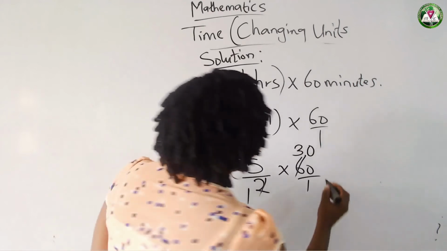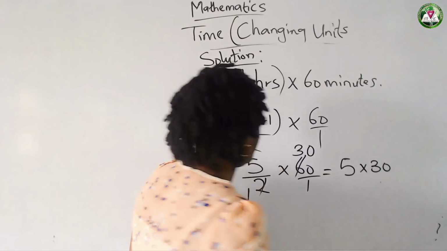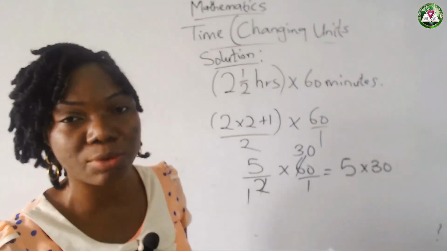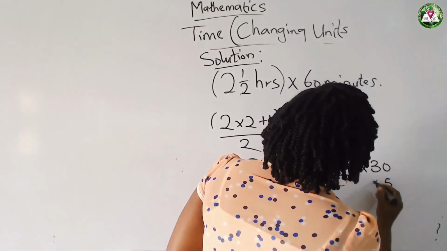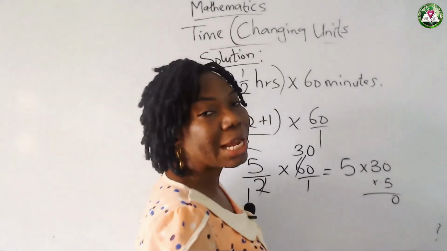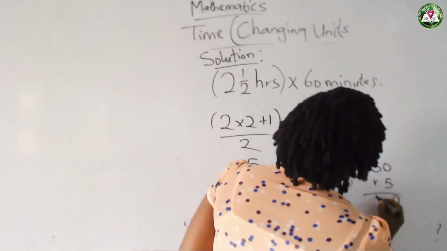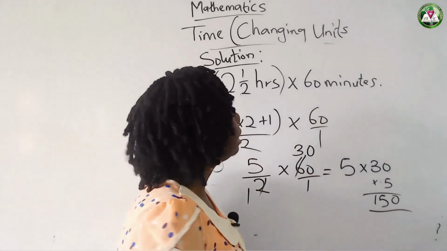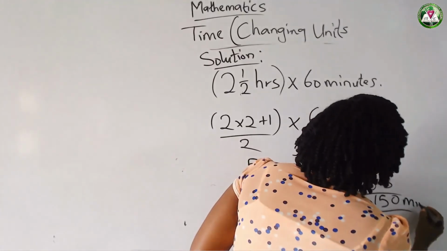Now we are left with 5 times 30. And 1 times 1, you already know it is 1. Anything over 1 is equal to that number. Now let's multiply 5 times 30. 5 times 0 gives us 0. Is that correct? And 5 times 3 gives us what? 15. It therefore means that Tope worked on her homework for 150 minutes.